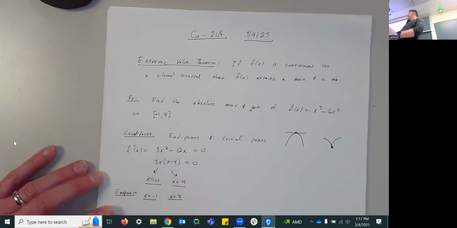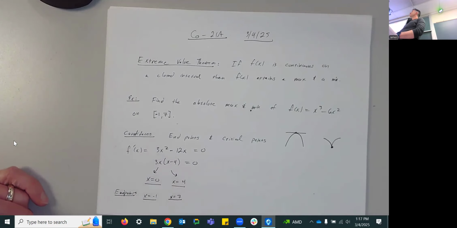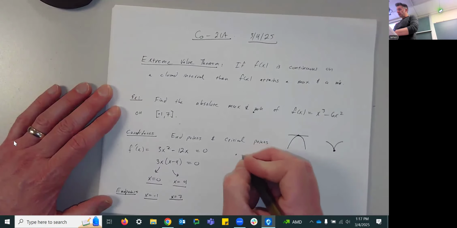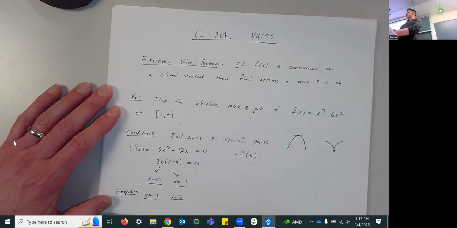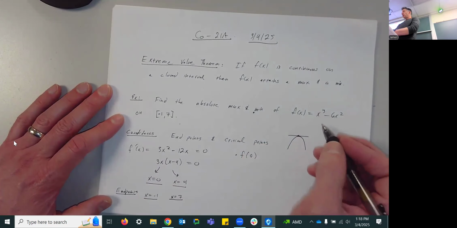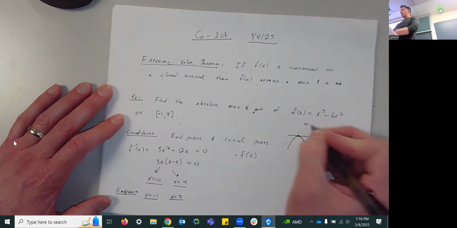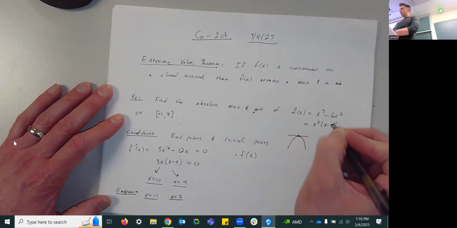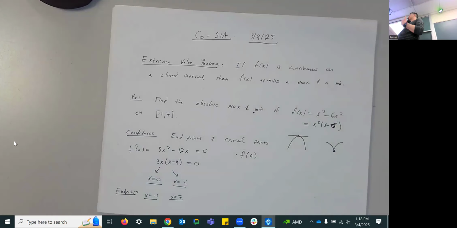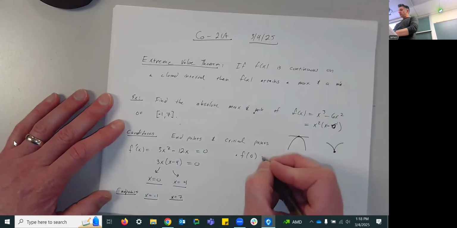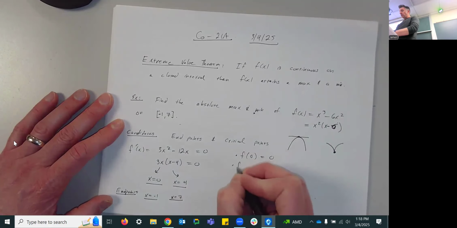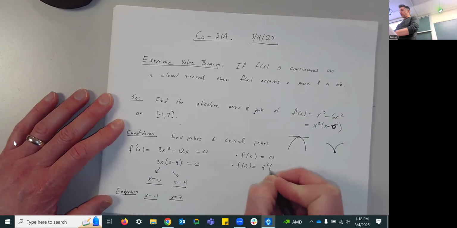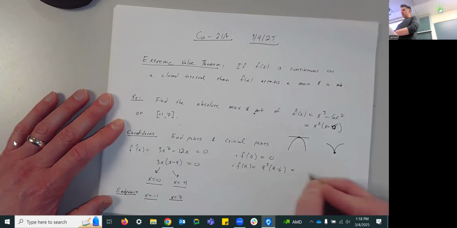So those 4 points, we're going to plug back into the original function to see which one gives us the largest value, which one gives us the smallest value. So let's take a look. F of 0, by the way, this is a good time to factor. Looking at this function here, it's probably going to be more convenient to factor it as much as possible as x squared times x minus 6, so that it's easier to compute these values. So f of 0 is going to be 0. F of 4 is going to be 4 squared times 4 minus 6, which is 16 times negative 2, which is negative 32.